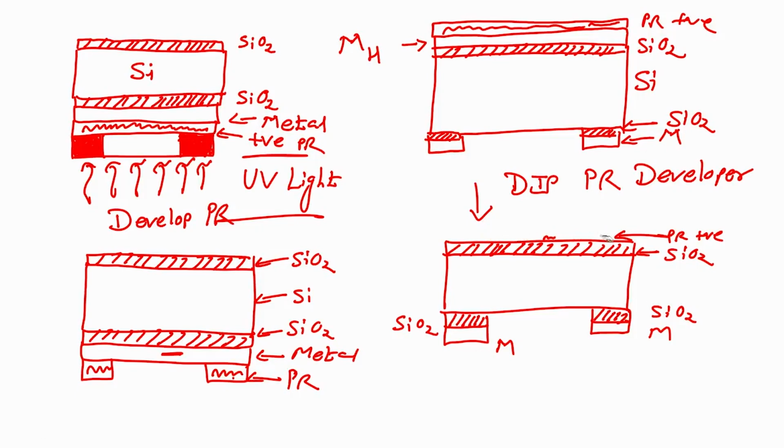Actually we missed one step, not exactly missed, I have not drawn correctly. We have this metal here, you see, this one is your metal for the heater. So, here we have your metal for the heater and here we have your photoresist, this is the same pattern which we had on the mask.